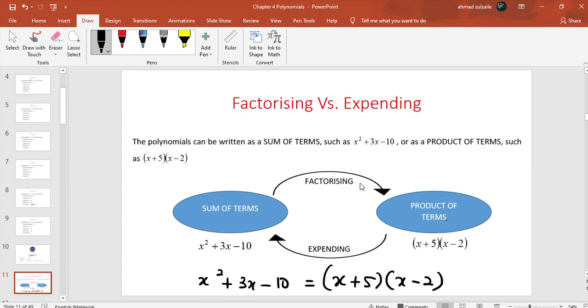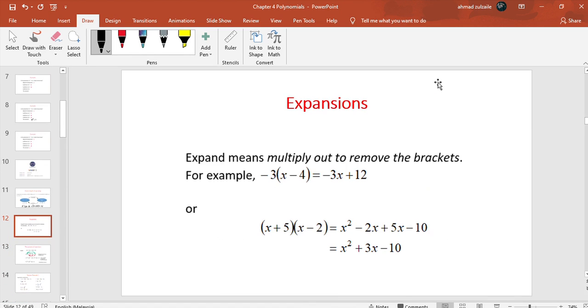If you place it in terms of a product, however, when you expand the product of terms, you will have the sum of terms. Sum of terms means you have a polynomial, right? Many terms. So expansion. Expand means multiply out to remove the bracket. You can see from this example, you have negative 3 multiplied by x minus 4, which will equal negative 3x plus 12.